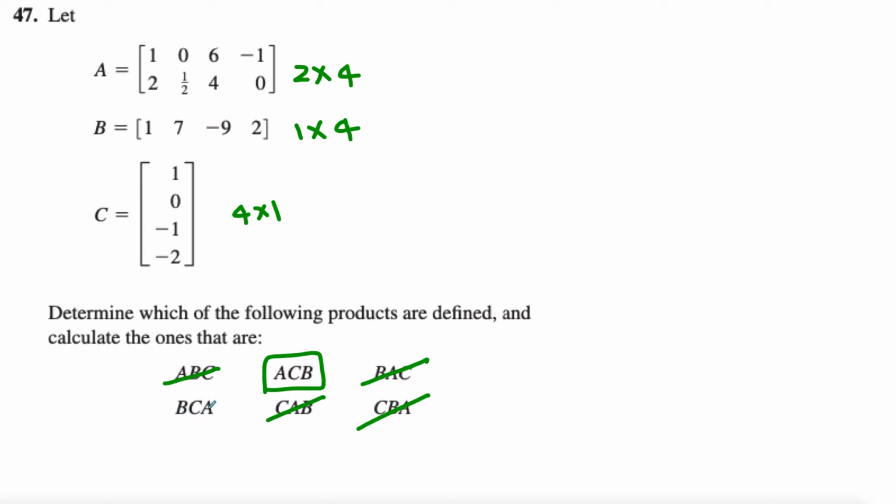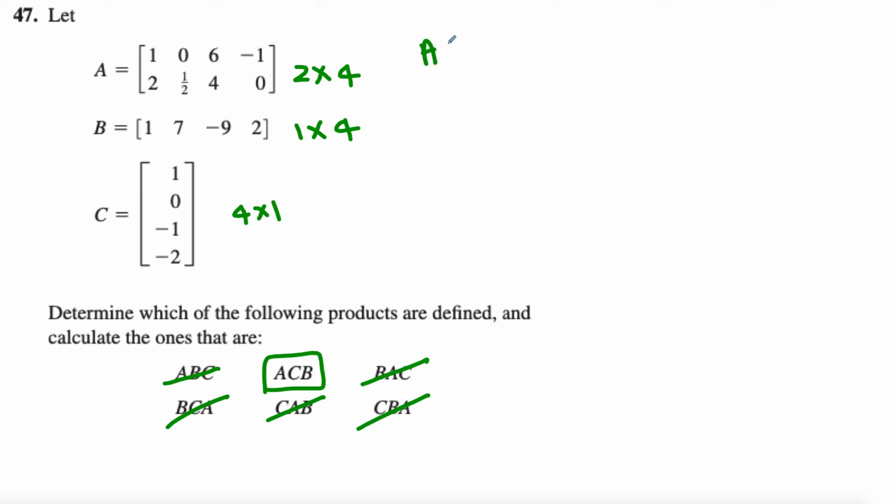How about this one, B and C? B and C, oh great. 1 by 4 and then 4 by 1 can multiply. But then our result will be 1 by 1 in this case. That cannot multiply to 2 by 4. So this one doesn't work. Only thing that will work is this one. So let's try to calculate this one first.